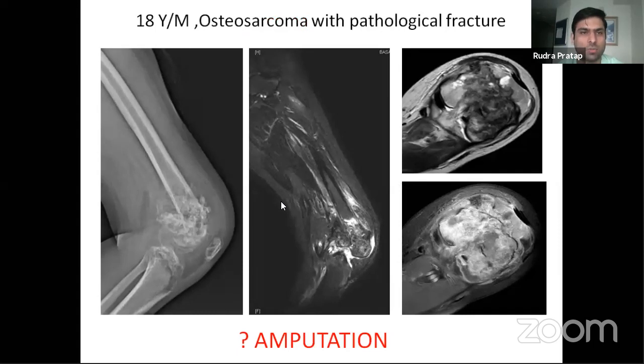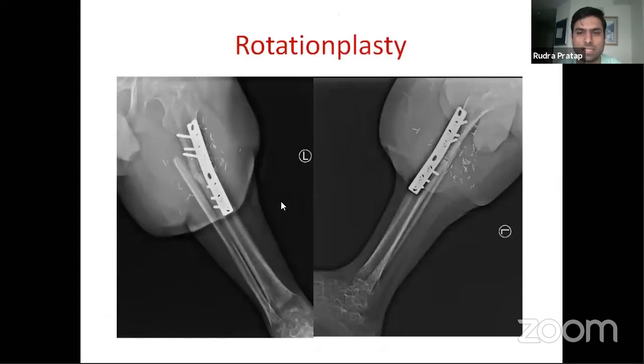Coming to the last option, here is an 18-year-old male patient with osteosarcoma of the distal femur with a pathological fracture and huge contamination of the surrounding tissue. The only reconstruction that comes to mind can be an above knee amputation. But there is another biological reconstructive modality that can be used for this patient, the rotationplasty.